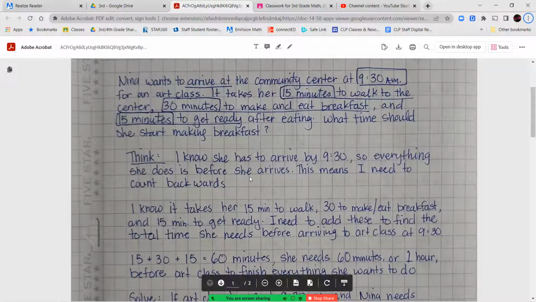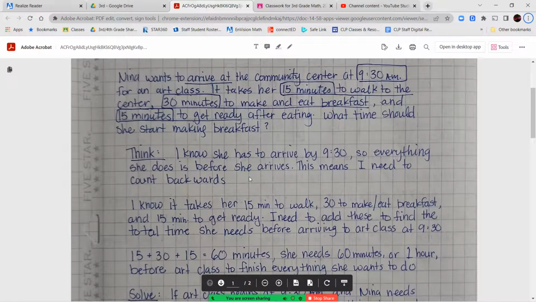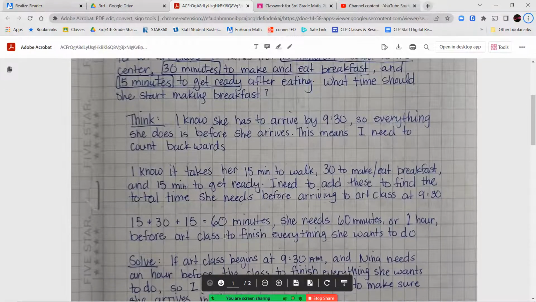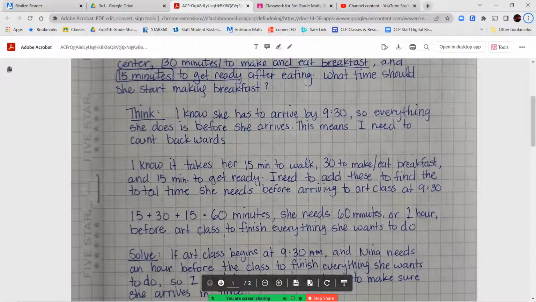So I know she has to arrive by 9:30. So everything she does is before she arrives. This means I need to count backwards or subtract. Now I know it takes her 15 minutes to walk, 30 minutes to make and eat breakfast, and 15 minutes to get ready. So one thing I can do is add all of these times together to figure out how much time she needs total before arriving. So 15 minutes plus 30 minutes plus 15 minutes equals 60 minutes.